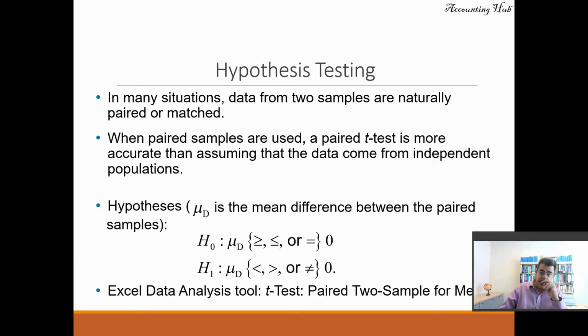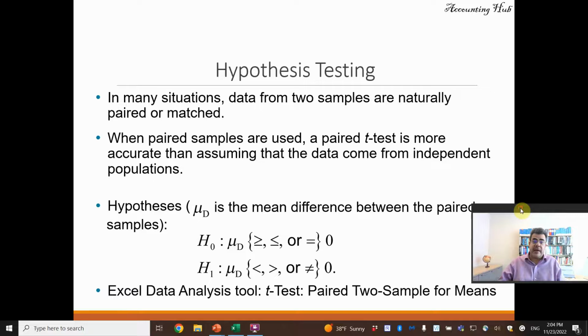So here the hypothesis, one tail is greater than or lower than, or even an equal two-tail test, and the H1 is the opposite. And here we use the Excel data analysis tool, t-test paired two-sample for means.